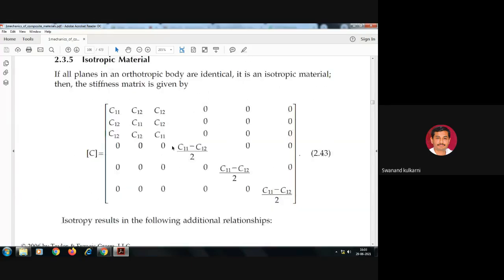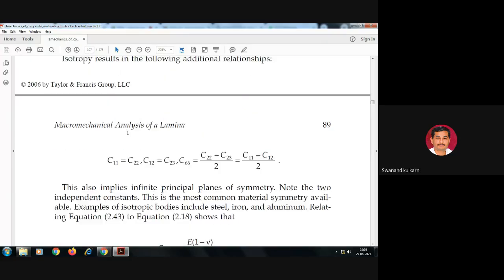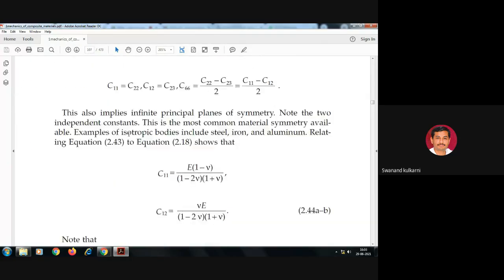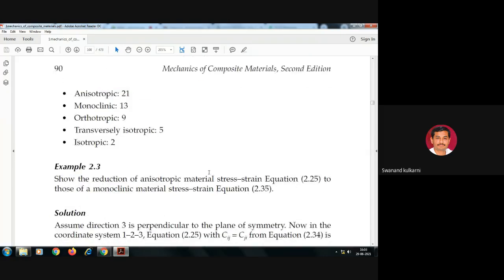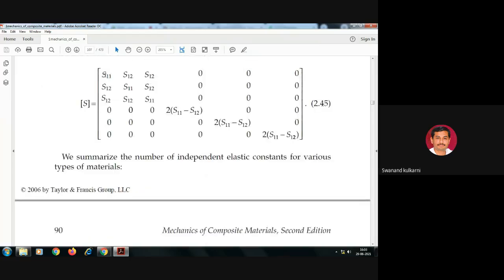Is it okay? So this is nothing but G here. This is G here. C11 is nothing but 1 upon E, that we already know here. How we have identified C11: E into bracket 1 minus nu, into bracket 1 minus 2 nu, 1 plus nu here. Is it okay? So likewise for the compliance matrix, and here, besides C, we are using the notation S here. Is it okay?